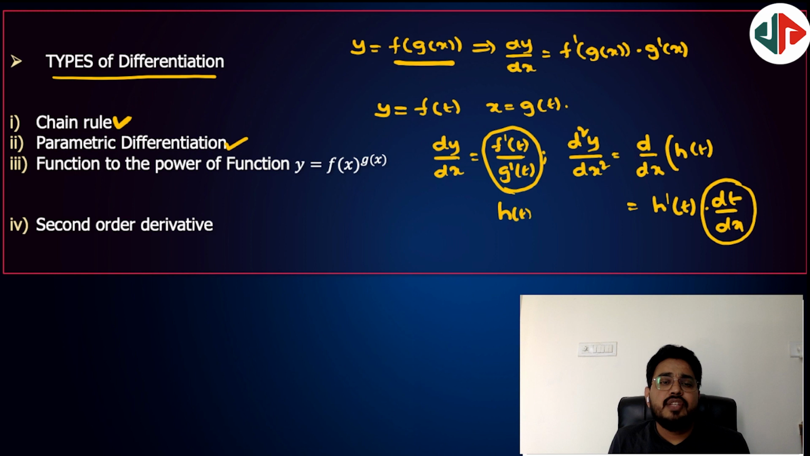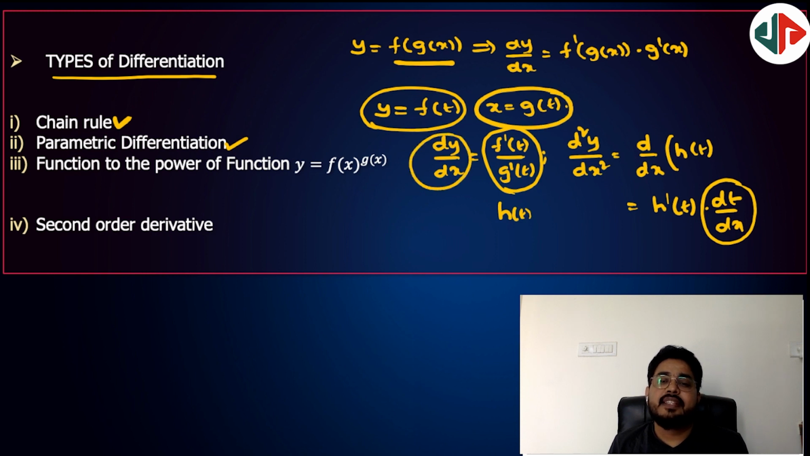Parametric differentiation: when y is in terms of t and x is in terms of t, dy by dx is differentiate y with respect to t, differentiate x with respect to t. And when the second differentiation comes, this value will be h dash of t into this value, which is 1 by dx by dt. You can write g dash of t.